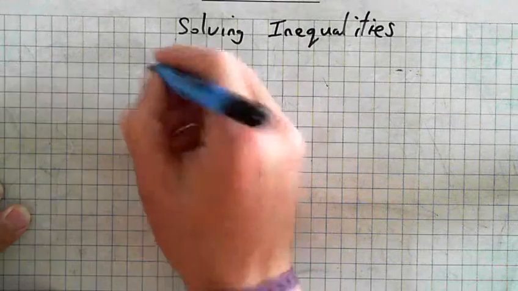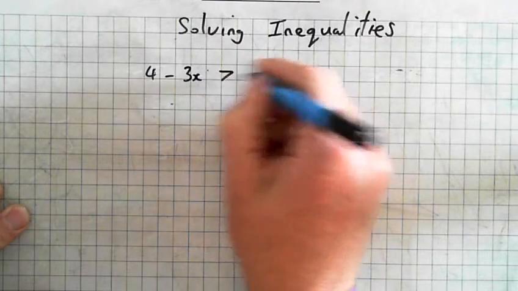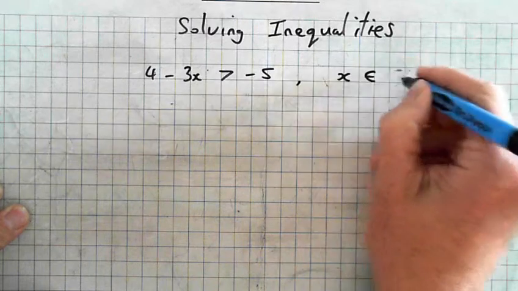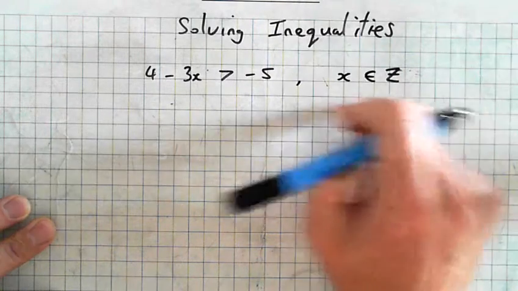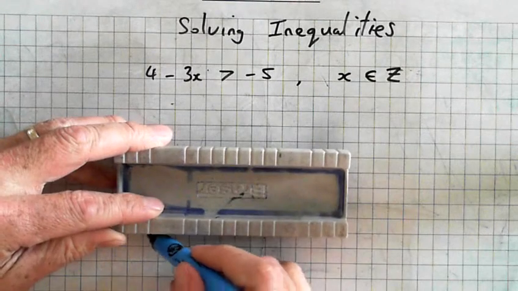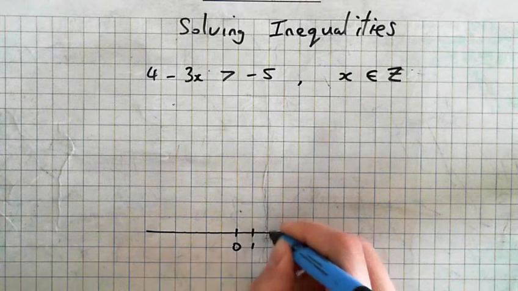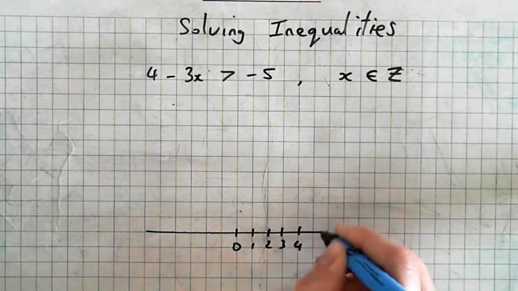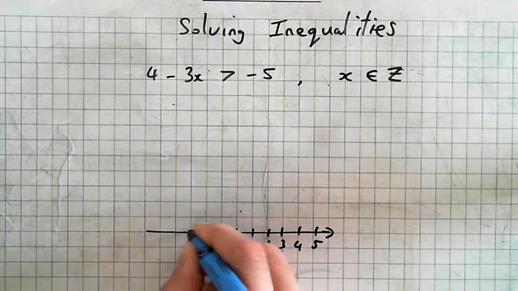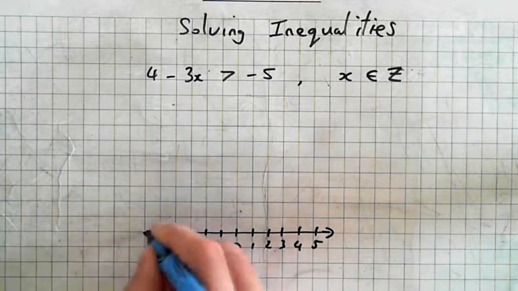So I have 4 minus 3x, greater than minus 5, and x is an element of z, integers, plus and minus whole numbers. So the answers will be negative and positive. So you'll have 0, 1, 2, 3, 4, 5, the arrow going that way, and then you'll have minus 1, minus 2, minus 3, minus 4, minus 5 going that way.